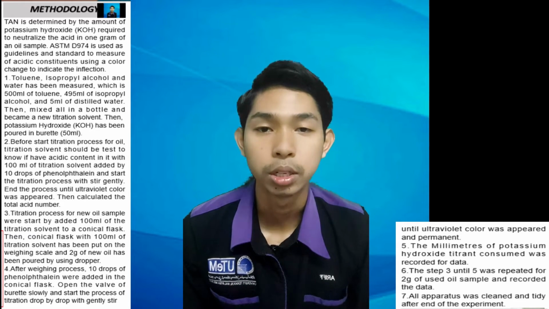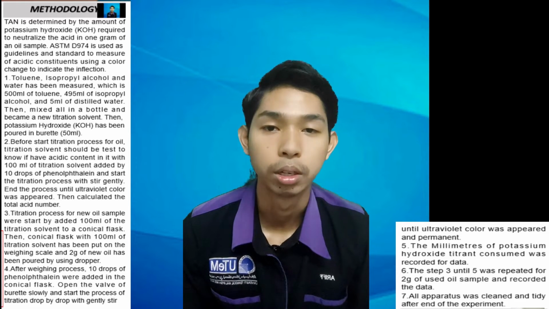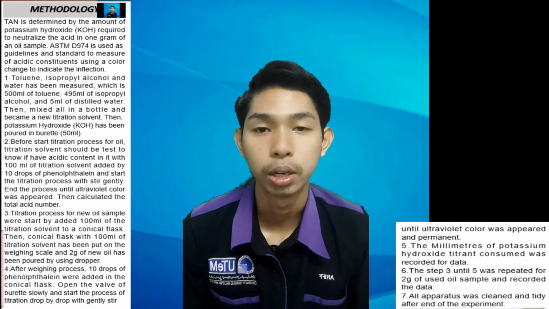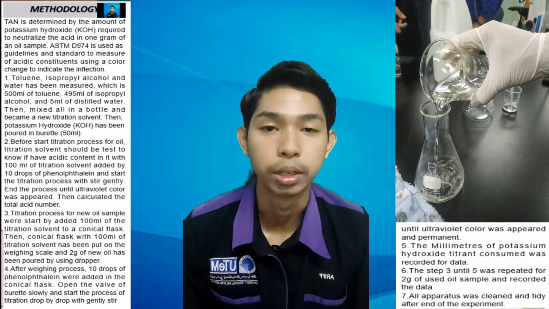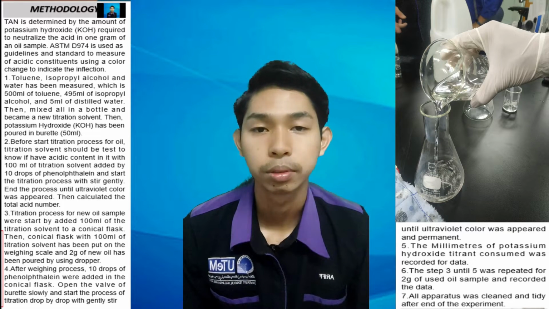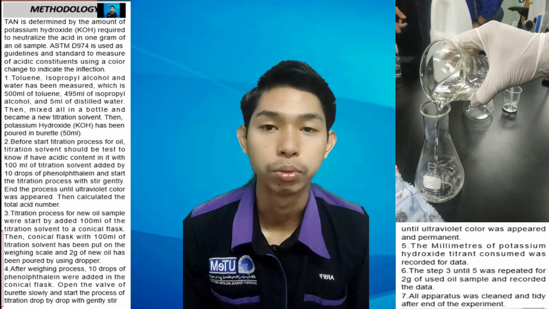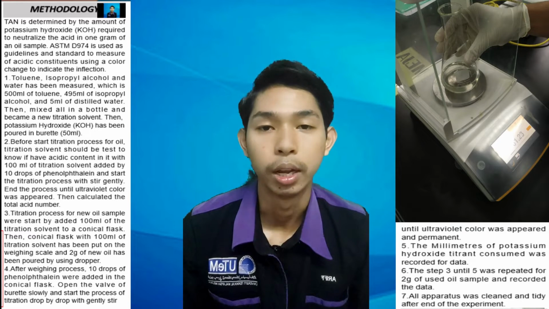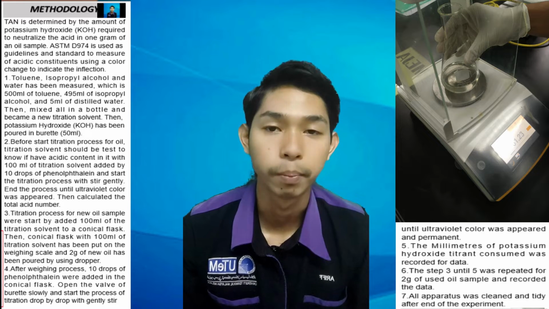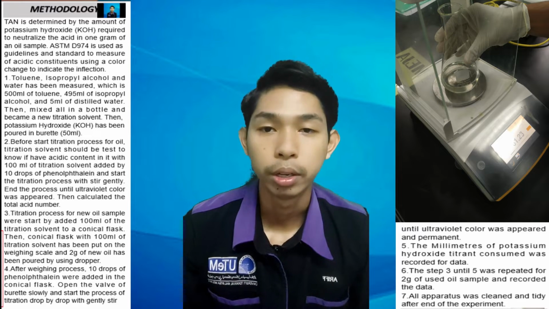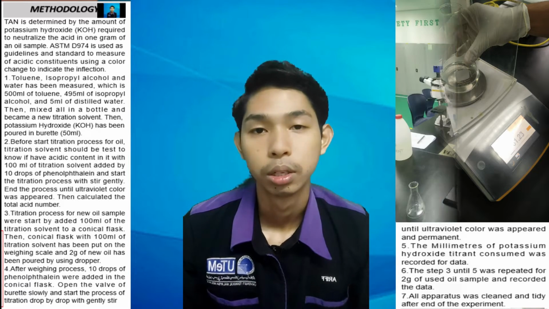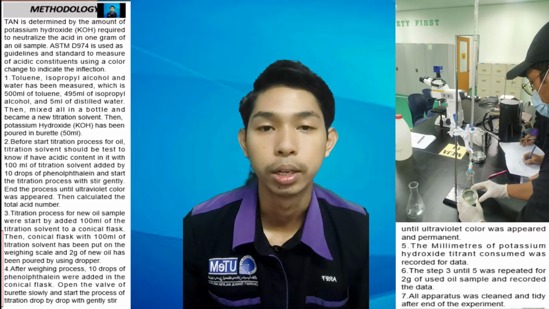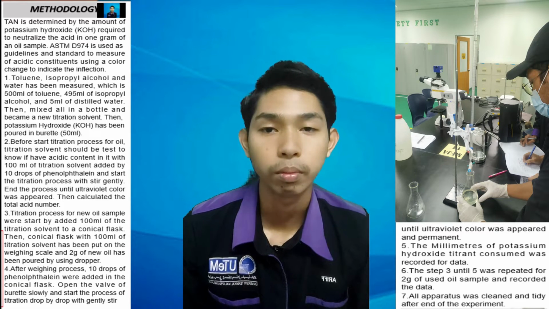For the titration process for a new oil sample, start by adding 1 ml of the titration solvent to a conical flask. Then the conical flask, in which 100 ml of titration solvent has been put, is placed on the weighing scale and 2 grams of new oil is poured in using a dropper. After the weighing process, 10 drops of phenolphthalein are added to the conical flask.